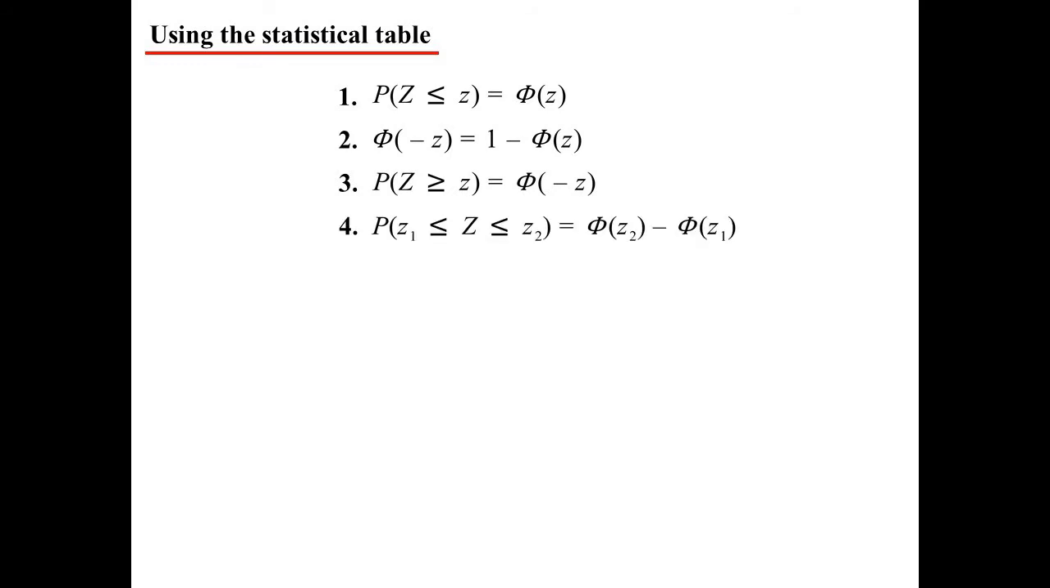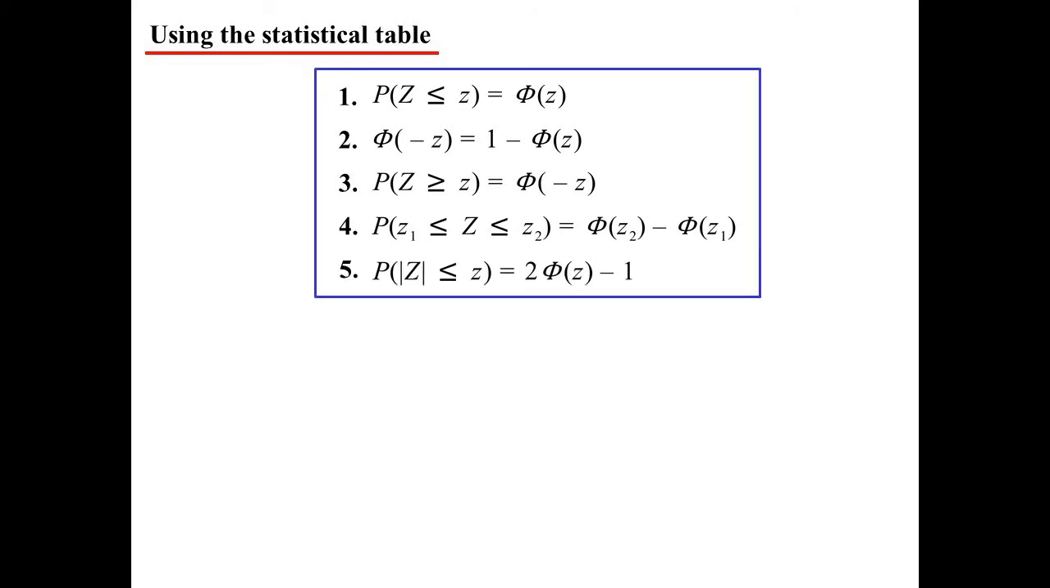Now, we're usually going to want to work out values, so we trap it in between two values. So it'll be phi z2 minus phi z1. And if we said the absolute value, because again we want to capture symmetry, so we're going between plus or minus, it would end up being 2 phi z minus 1, because you would have the phi of z minus the phi of minus z. So you've got phi z minus 1 minus phi z, you get the 2 phi z minus 1.